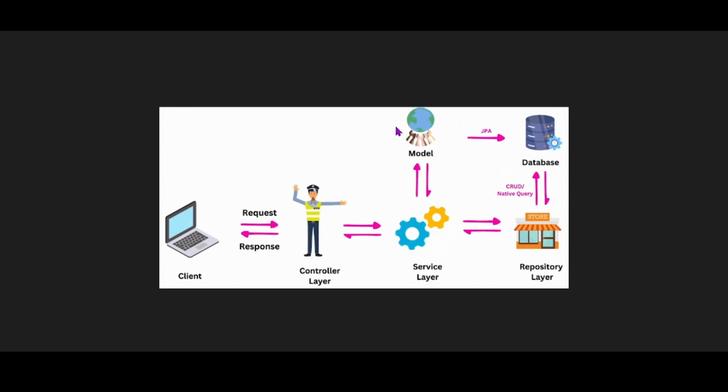Next is the model layer. It represents real world objects. JPA, which means Java Persistence API, provides references or details about objects. It means a Java class will be created and then it will be mapped to the table with their relations.